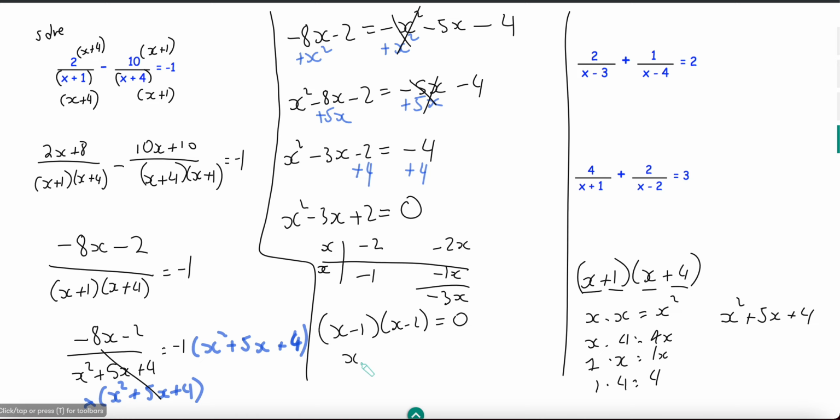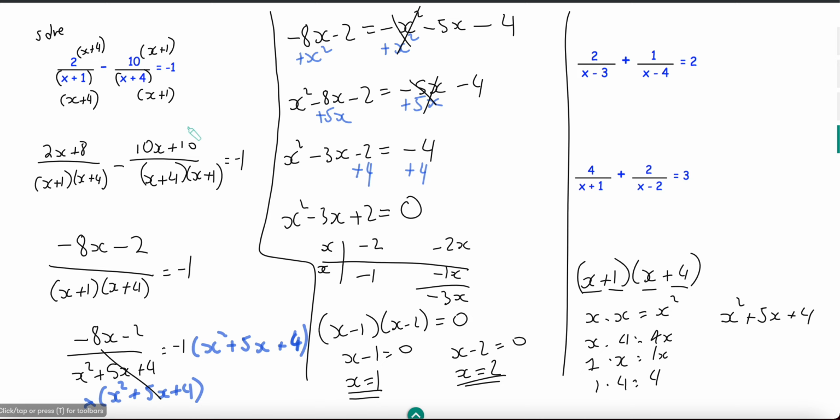Get the first bracket. X minus 1 equals 0. We're going to plus 1 on both. Oh, that's pretty easy, actually. What minus 1 is 0? Well, x must be 1. And x minus 2 equals 0. What minus 2 is 0? Well, x must be 2. And that's how you solve this sort of question, okay?